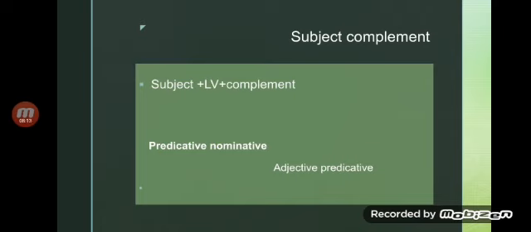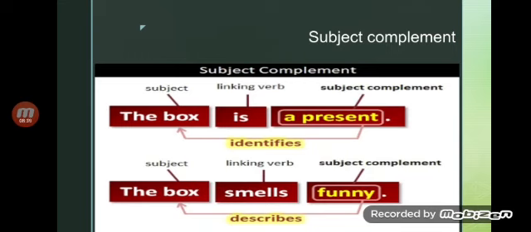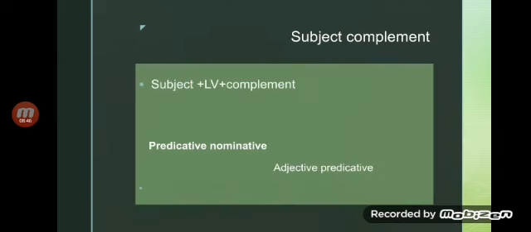Linking verbs show a relationship between the subject of the sentence and the noun and adjective being linked to it. They have three forms: be form, sense verbs, and then the status verbs. And I have categorized these three later into different words. So when we just see the formula, there is a subject, there is a linking verb, and there is a subject complement. That subject complement could be a predicative nominative or an adjective predicative.